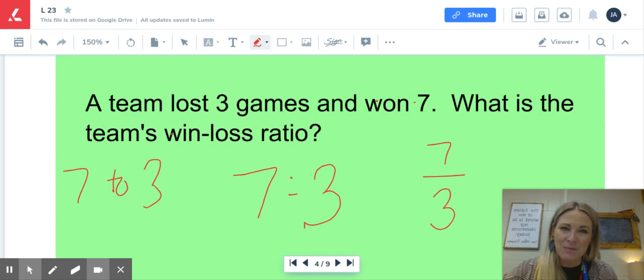Again, I'm really sorry about the sloppy handwriting. I'm using my finger on this touchscreen Chromebook. So we have 7 to 3. We also have 7, this is supposed to be a colon, 7 to 3, and then fraction form, 7 to 3.